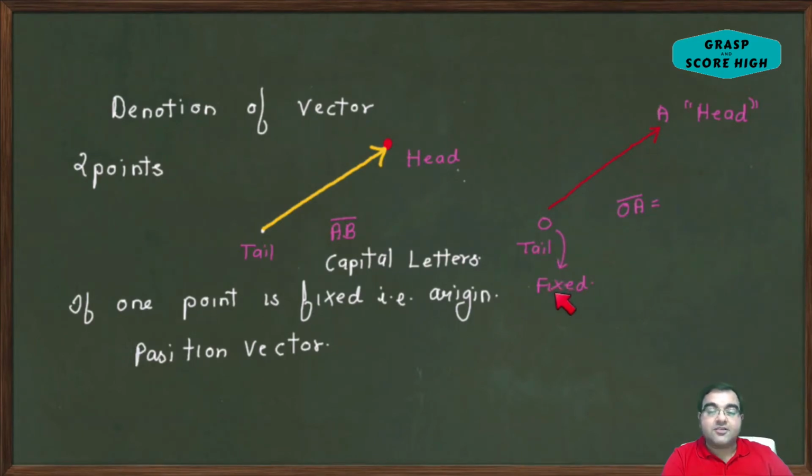So here my tail is fixed. I have OA bar. Either I can use 2 capital letters or I can use the small letter. And this letter is only going to denote that point that is going to change. In this case, A is going to change. So this small a is written, which basically denotes only that point which is going to change. So this is how you denote a position vector. And remember, if you are using a single point to denote a position vector, it should be a small letter. So only small letters should be used to denote a position vector.